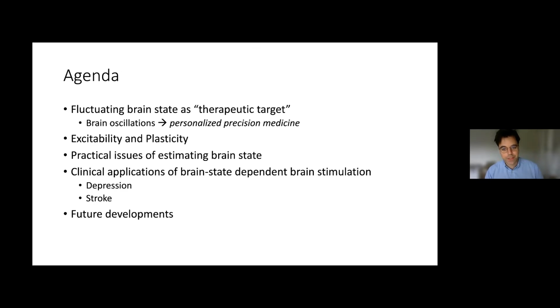So we'll talk a bit about this idea that fluctuating oscillatory brain states can become therapeutic targets. So not only in terms of where we stimulate, but also when should we stimulate to get the therapeutic effect that we want. Then we will talk a bit about excitability and plasticity, practical issues, briefly about clinical applications, and then how this fits into the current really interesting and important developments of this project.